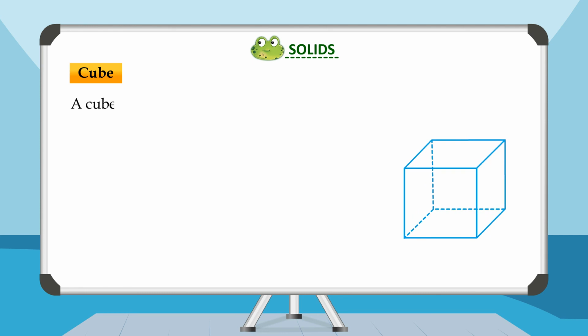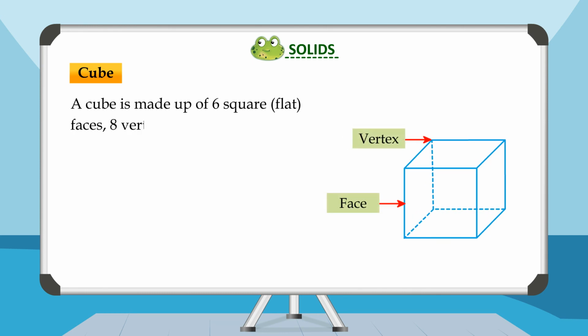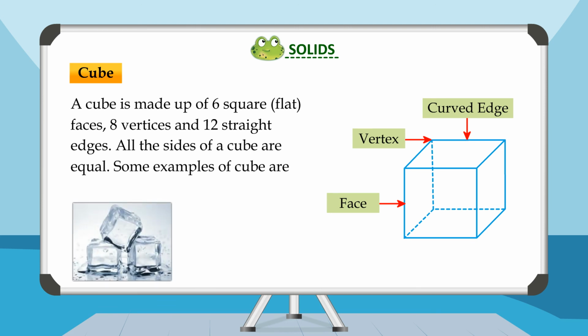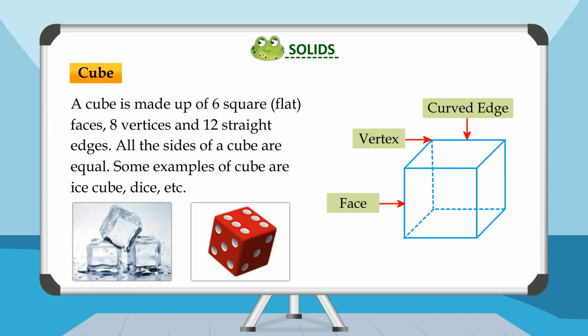Cube. A cube is made up of 6 square, flat faces, 8 vertices, and 12 straight edges. All the sides of a cube are equal. Some examples of cube are ice cube, dice, etc.